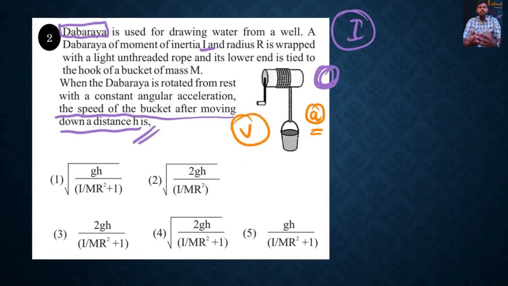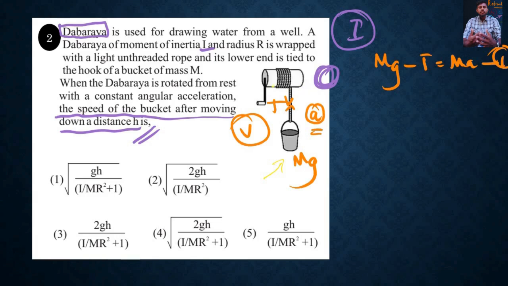Let's write the equations again. For the motion of the bucket, let's assume the mass of the bucket is m, so the weight is mg. The tension, let's assume, is T. So basically mg minus T equals ma. This is the equation we are familiar with. That's our first equation.